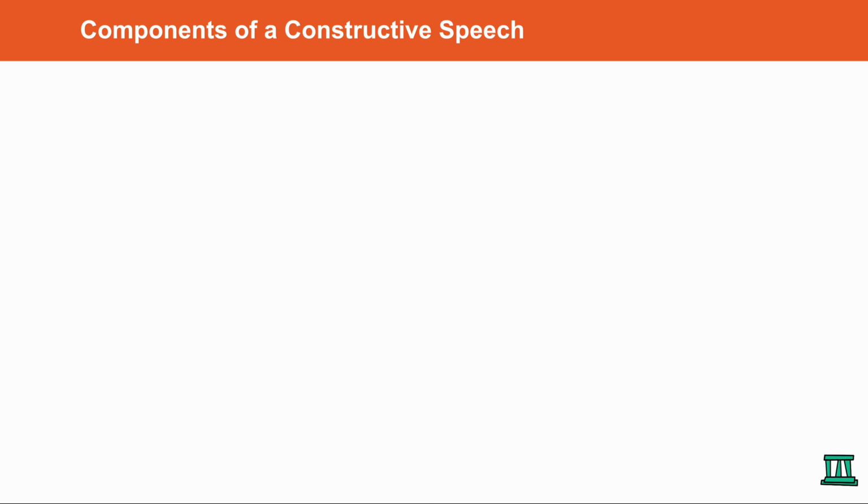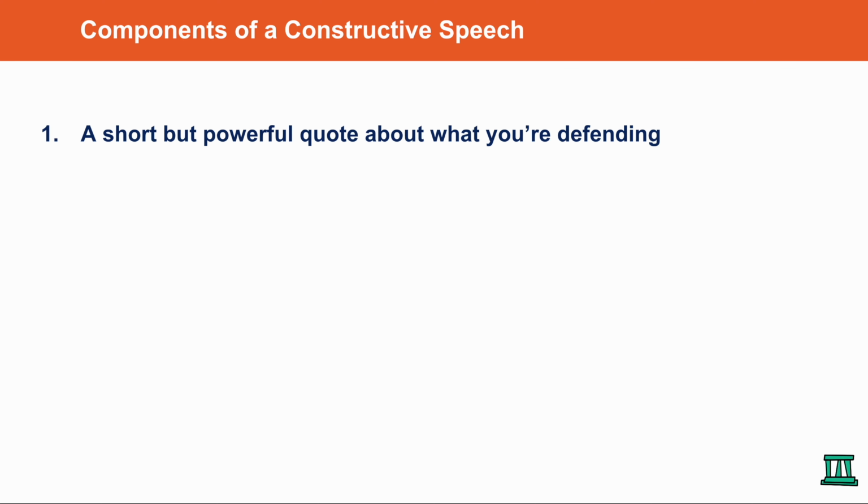Now let's talk about the components that make up a constructive speech. So the first thing that you should probably have at the top of your constructive speech is a short but powerful quote about what you're defending in the round. The second component that you should have is an I affirm or I negate statement. The I affirm or I negate statement will be followed by either the resolution or what you're defending based on the topic.